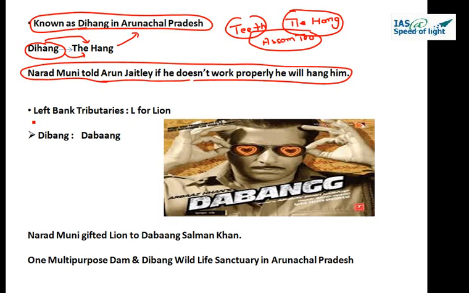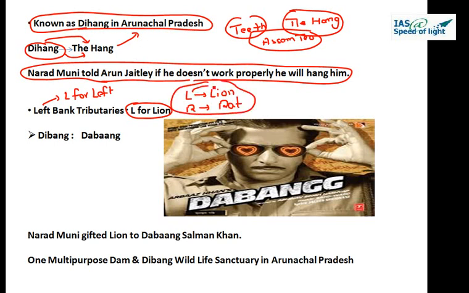First we will start with the left bank tributaries of Brahmaputra river. Left bank, from left we get L. L for left and L for lion. Okay, so for left, L, we will fix our image as lion, and for right bank tributaries, R, we fix as rat. So lion and rat. So L will represent lion to us and R will represent rat to us.